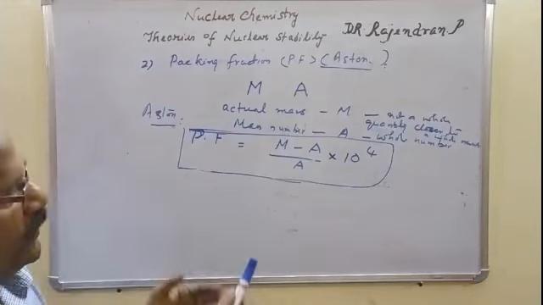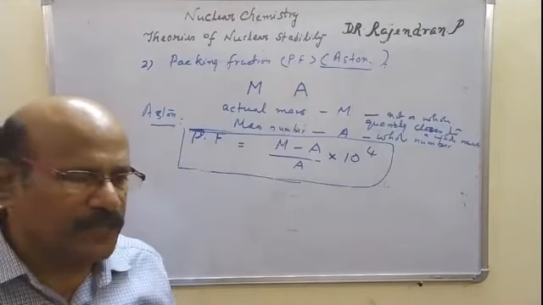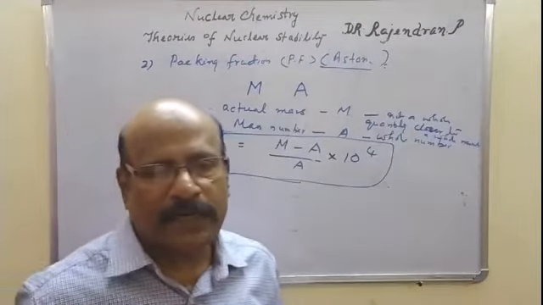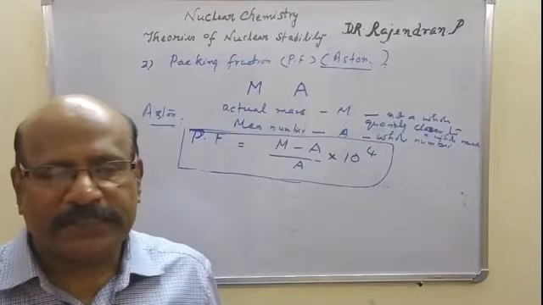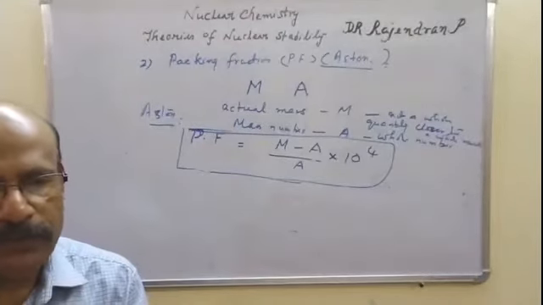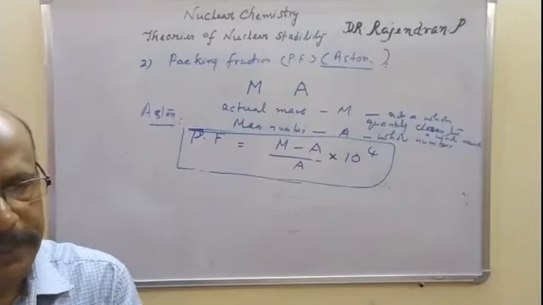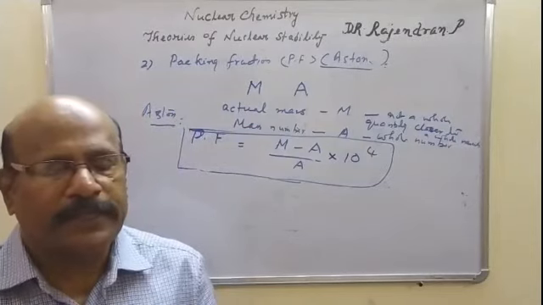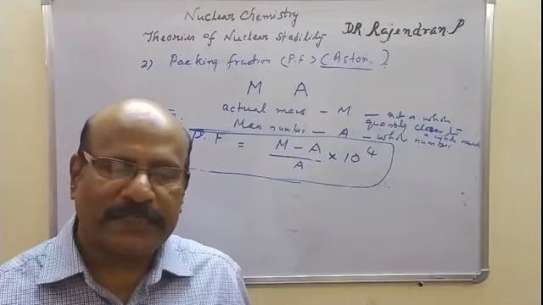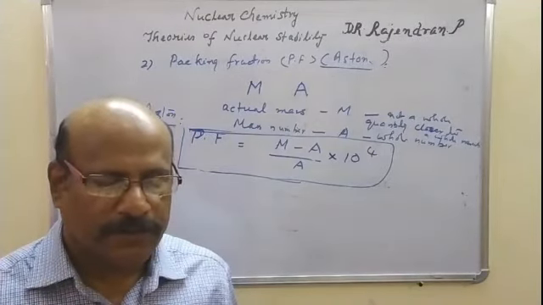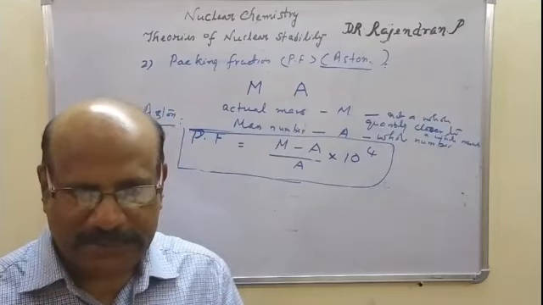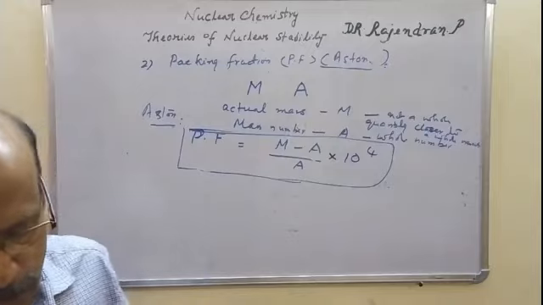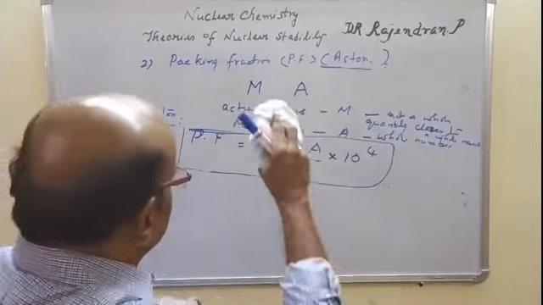So we look into how the packing fraction changes. A nucleus can have a packing fraction value either positive or negative. It has been seen that those nuclei with a negative packing fraction are more stable, while those nuclei with a positive packing fraction are usually unstable. So this is the situation you have to study.